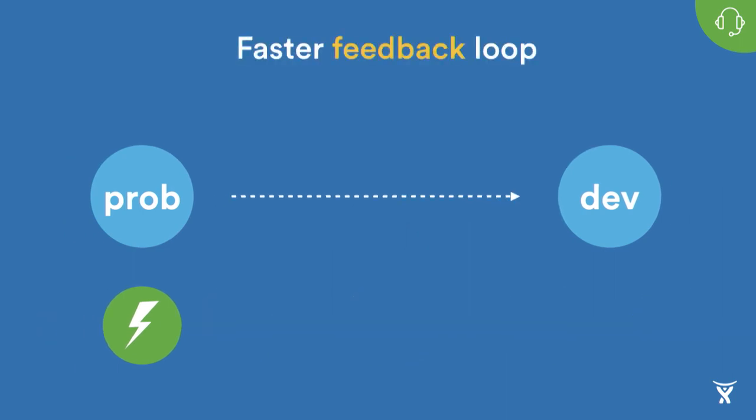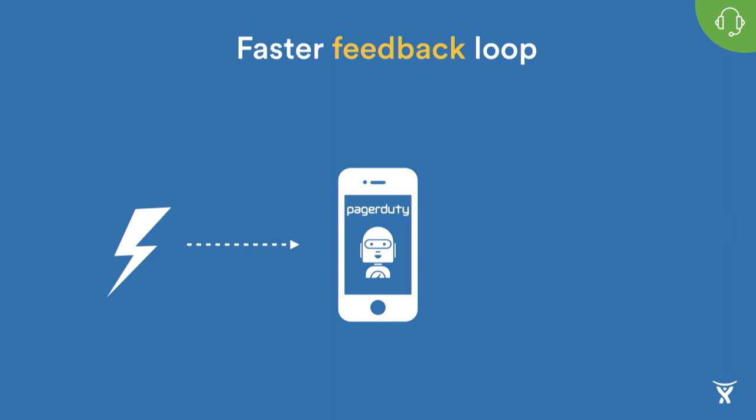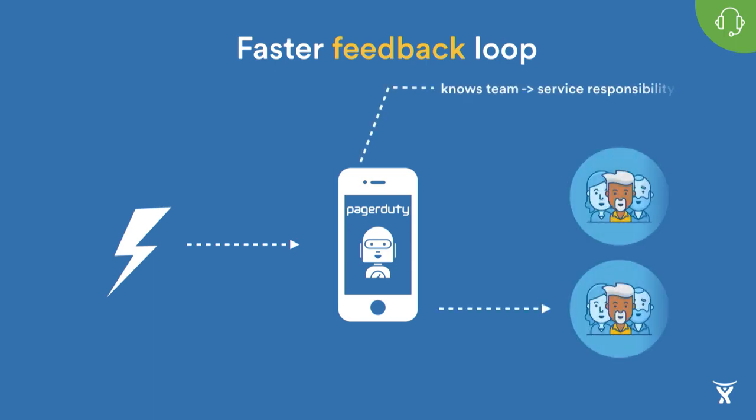We can do better. Just remove the ops guys in between and say, if the problem occurs, we call the right team that is responsible for that service, and then they can look at it, change the code, and redeploy the service. And we are using PagerDuty for that. PagerDuty connects to different services, Nagios. And PagerDuty knows from the configuration which team is responsible for which service. So it always informs the right dev team to look at things.